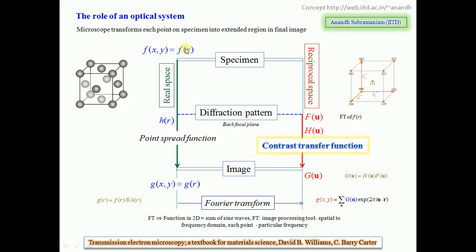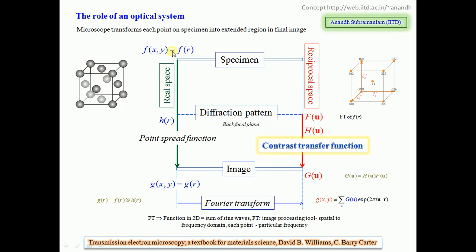This f of r is increased or spread by function h of r to get g, where g is the image in real space, a magnified image, you can say, or high resolution image. But keep in mind, when we use SAD pattern or when we use transmission electron microscopy, we need to think of the Fourier transform of these.